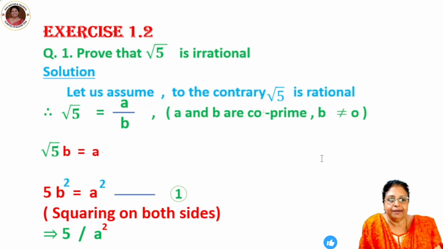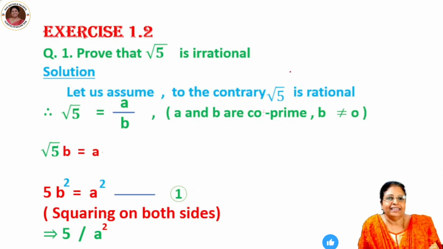See the first question, prove that root 5 is irrational. So for that, let us assume that root 5 is rational. If root 5 is a rational number, then we can write root 5 equal to a upon b, where a and b are coprime and b not equal to 0. You know what is coprime? If two numbers are coprime, they don't have common factors. That means their HCF is 1.